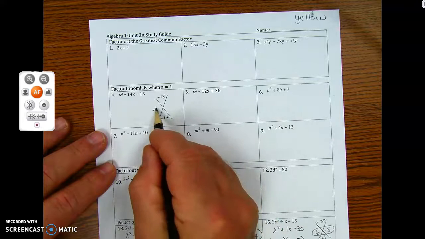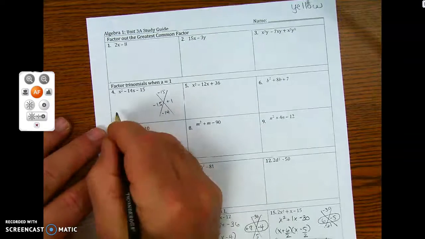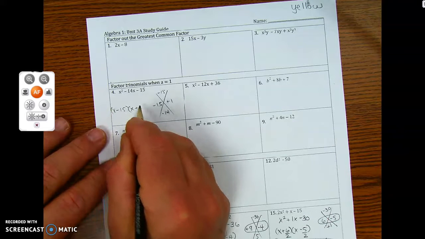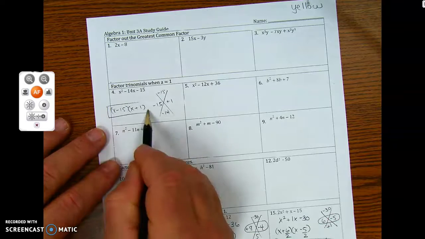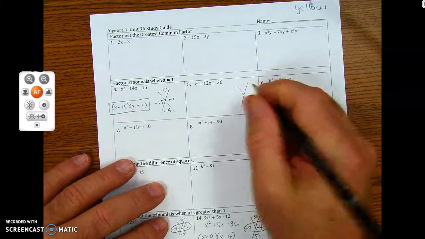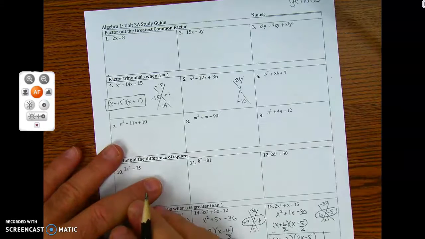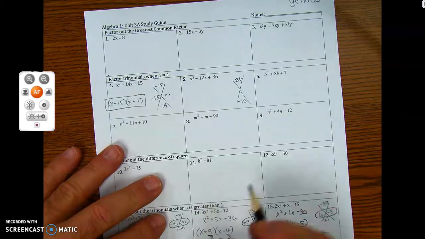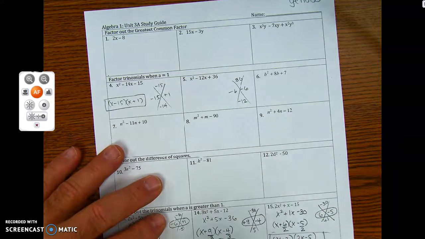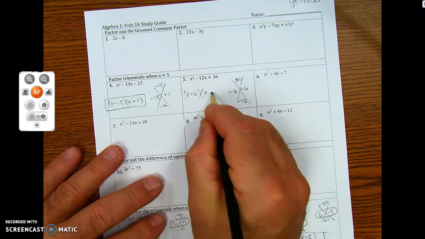Magic numbers here are negative 15 and positive 1. So my answer is x minus 15 times x plus 1. Okay. Again, 36 here, negative 12 here. That will be negative 6 and negative 6. So x minus 6 times x minus 6.